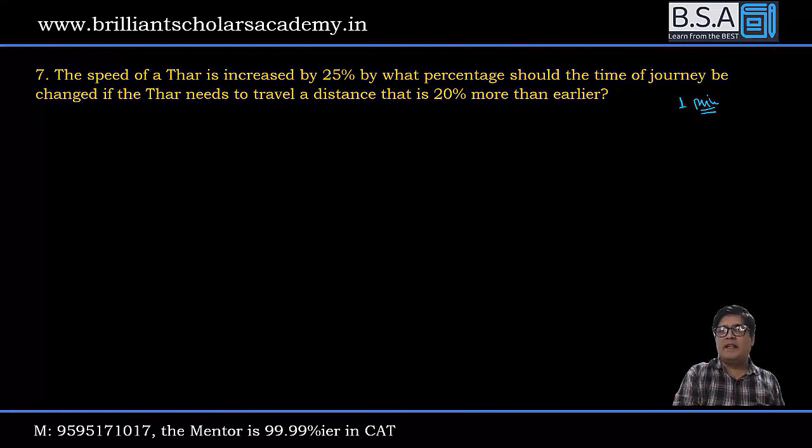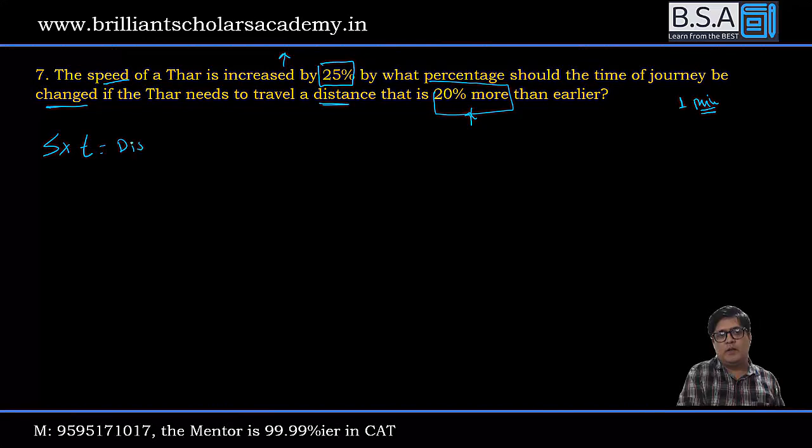Speed of Thar is increased by 25%. By what percentage should the journey time be changed? I am going to change the time. How much? I do not know. Thar needs to travel a distance which is 20% more. Distance is more. So what is the formula that connects these three? Speed into time is equal to distance. This formula should be here, though you don't have to write it in the exam.